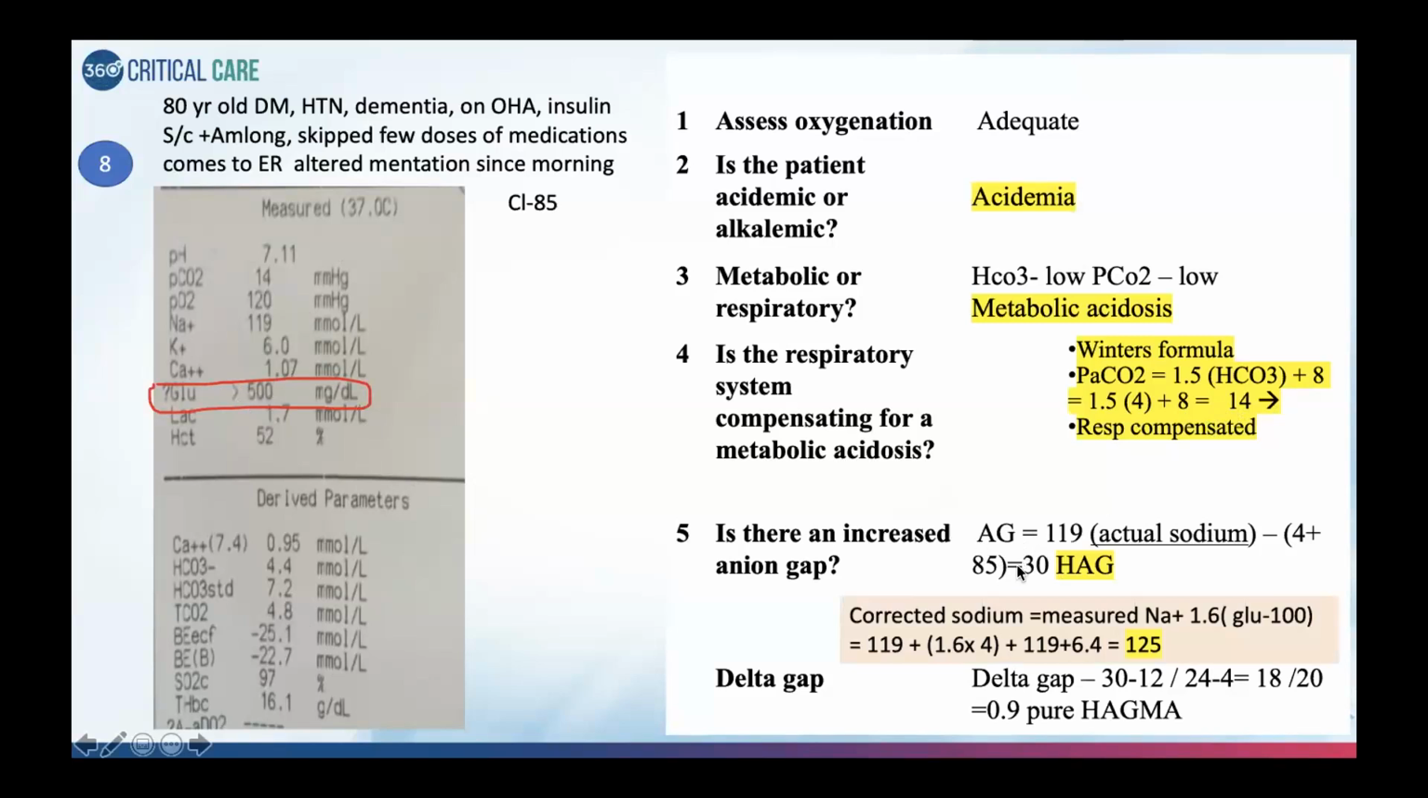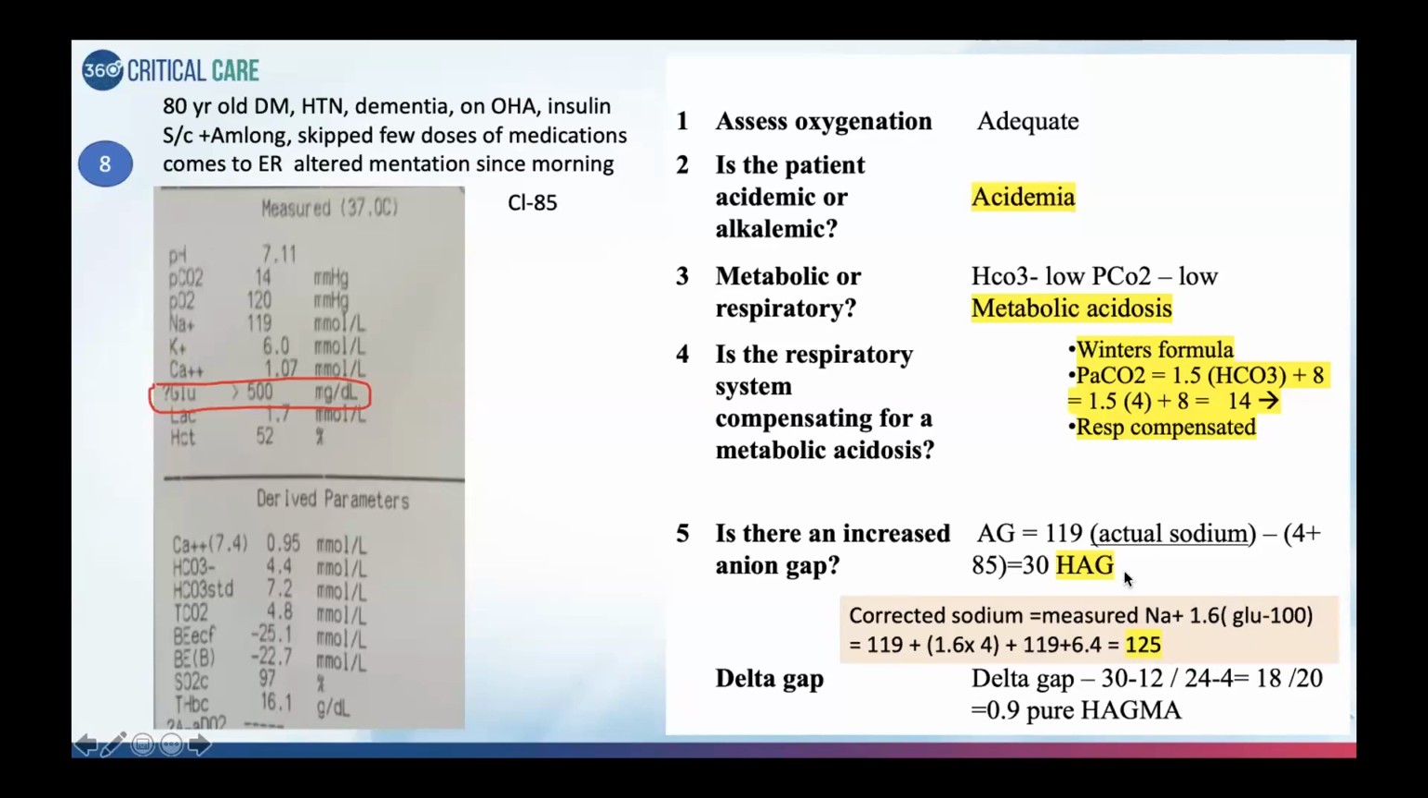But when you're calculating the anion gap, you actually take the actual sodium only. So corrected sodium, how will you get? For every 100 milligrams of glucose above 100, you have a factor of 1.6. So 500 is 4 above 100, 4 factors above 100. So 4 into 1.6 gives you a factor of 6.4. So you add this factor to 119. So 119 plus 6.4 gives you the corrected sodium.